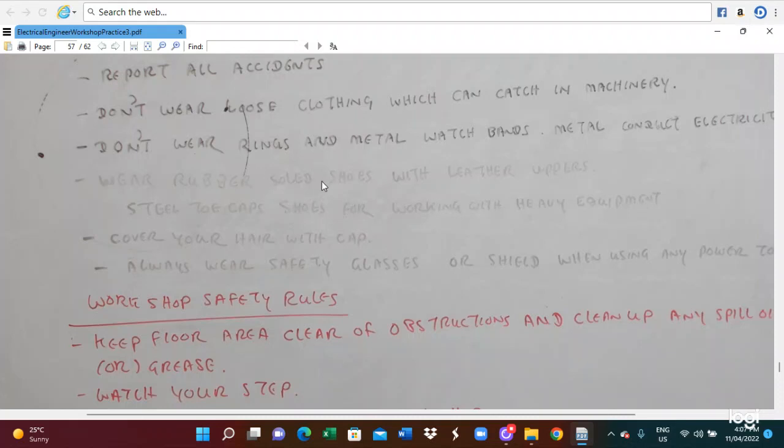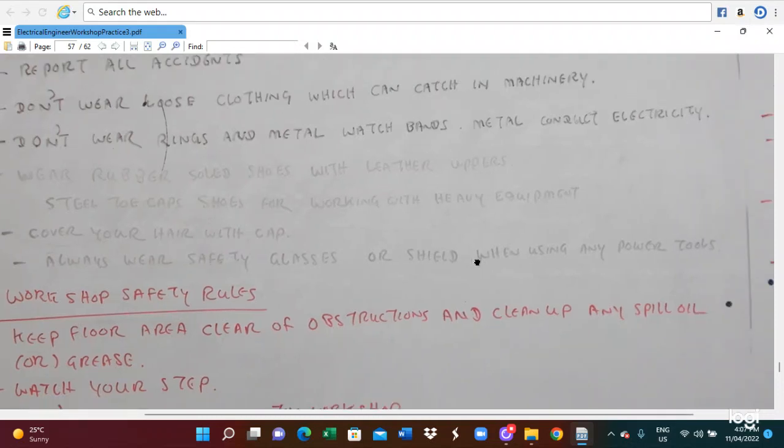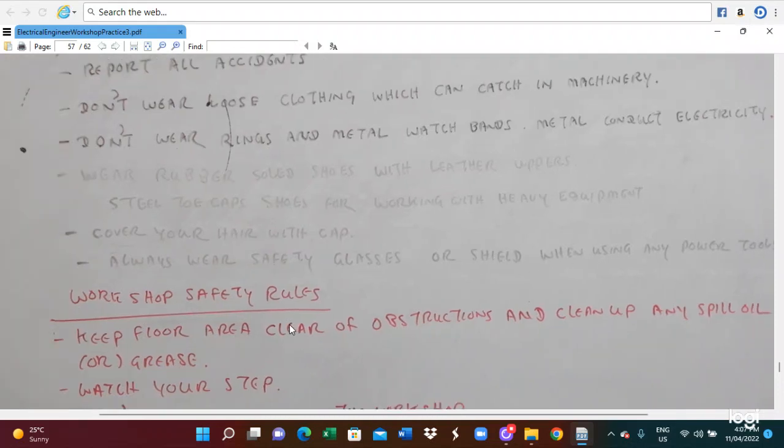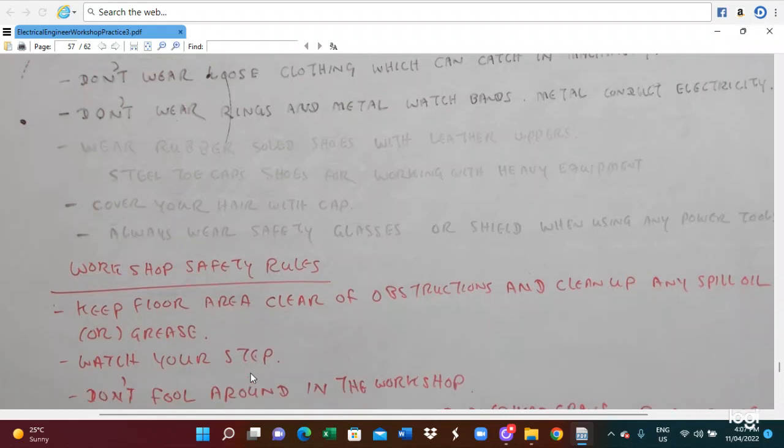Wear rubber shoes with leather uppers, and your shoes must include steel toe caps. When working with heavy equipment, cover your hair with a cap. Always wear safety glasses or a shield when using any power tool. When you are using any power tool, you need to wear the glasses.